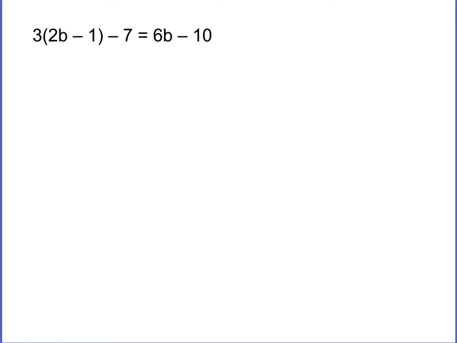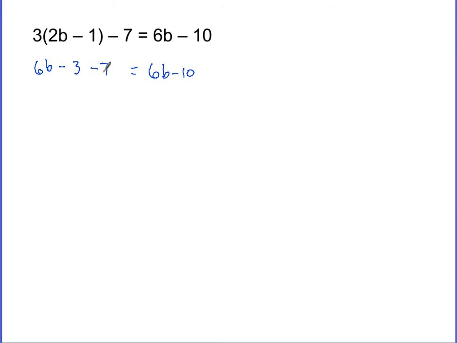Last one here. Once again, got several steps in order to do before we can start the process of solving. So I'm going to distribute 3 here. So 3 times 2b is 6b minus 3 times 1 is 3. And then still have minus 7 here. And that equals 6b minus 10.